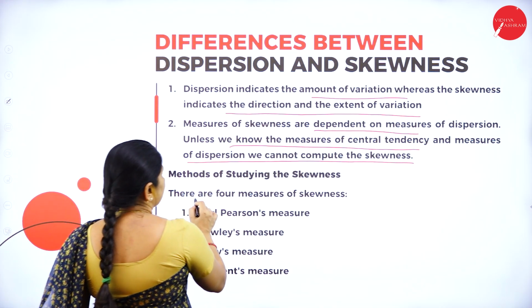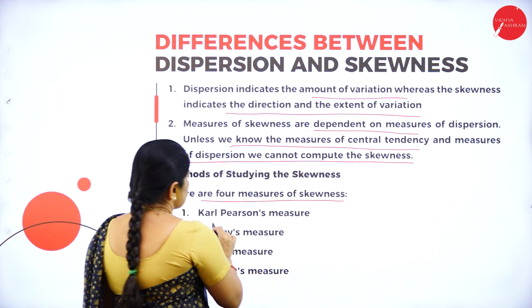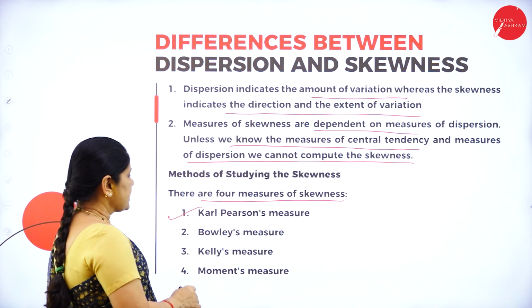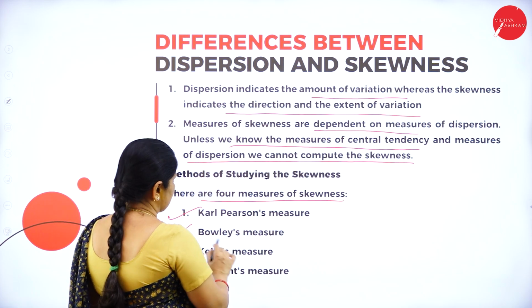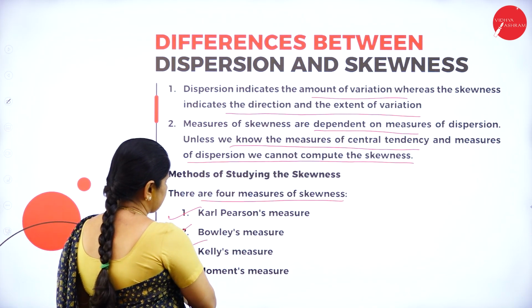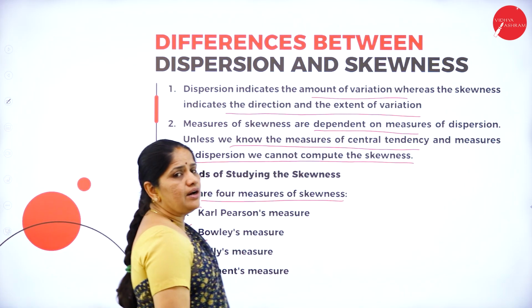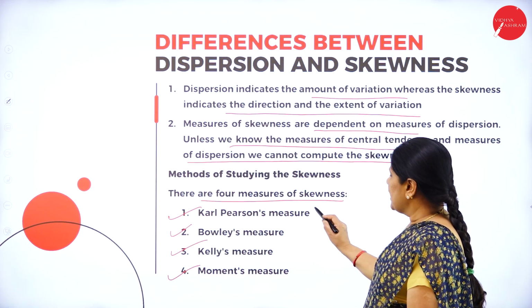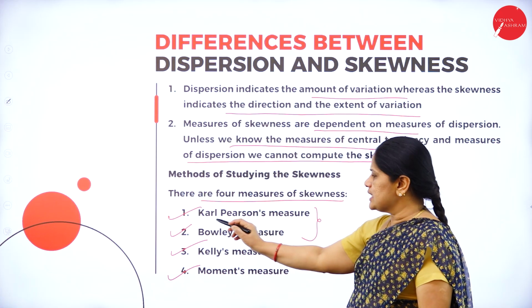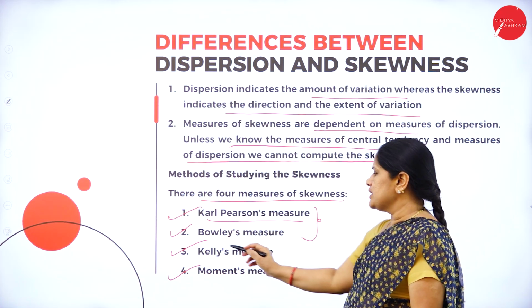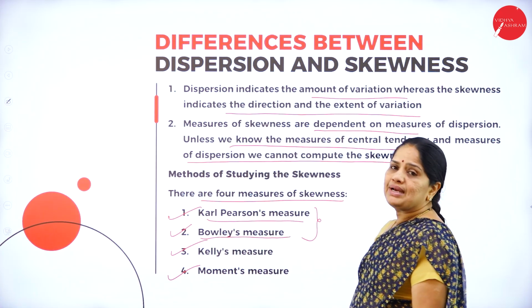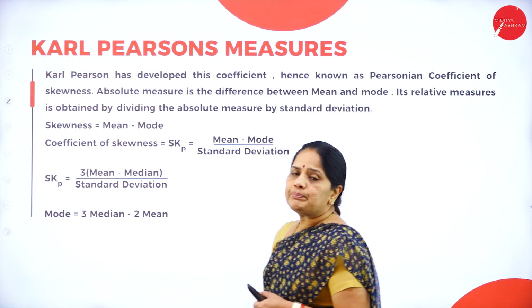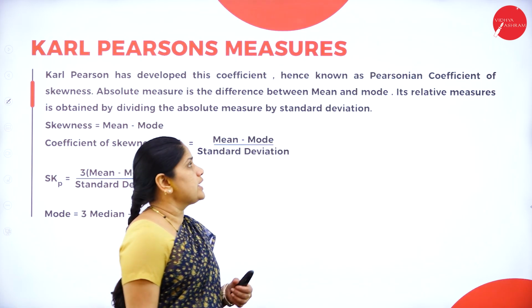Then there are four measures of skewness. The first one is Karl Pearson's measure of skewness, the second is Bowley's measure, then we have Kelly's measure, and then the Moment's measure of skewness. For your syllabus, we have only two measures, that is Karl Pearson's measure and Bowley's measure of skewness. Now let us see what Karl Pearson's measure of skewness is.